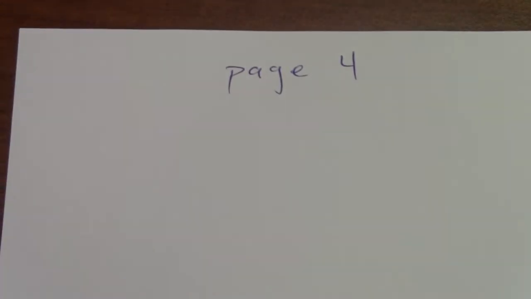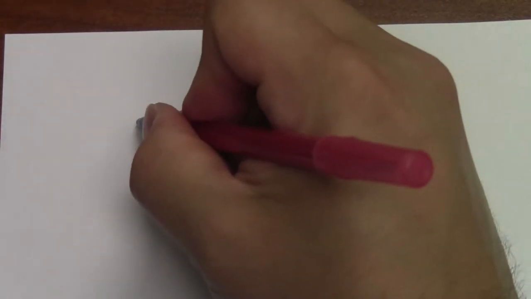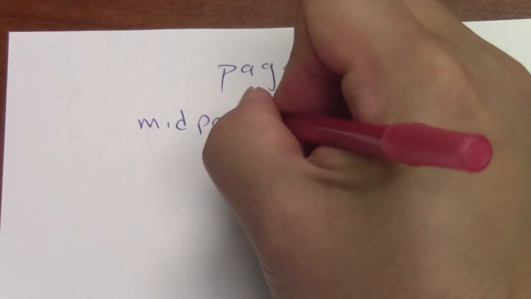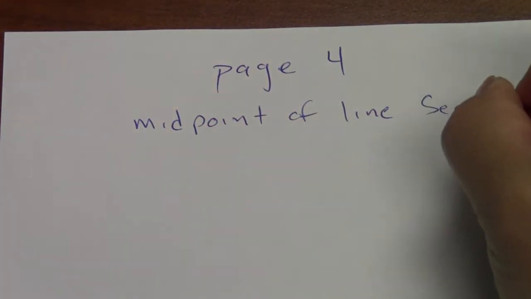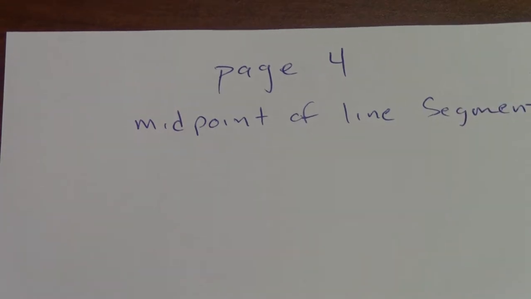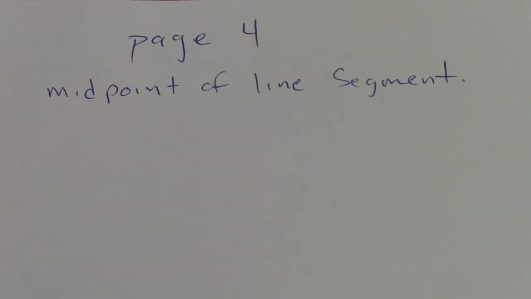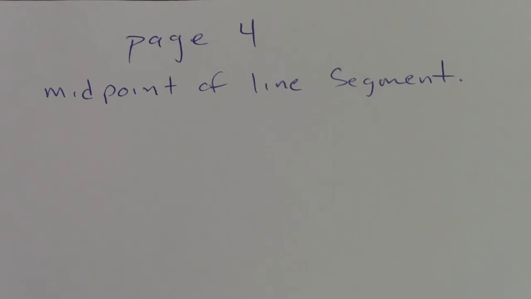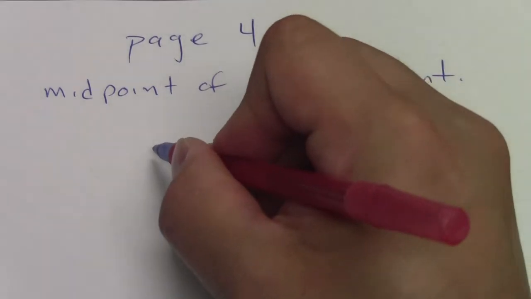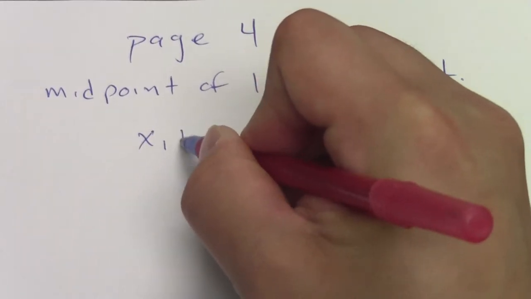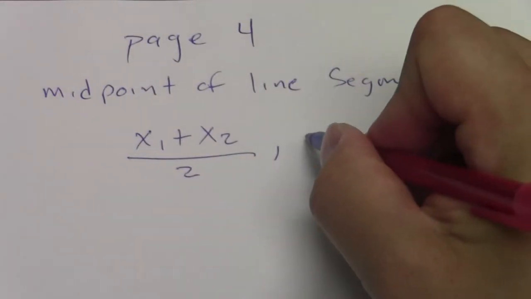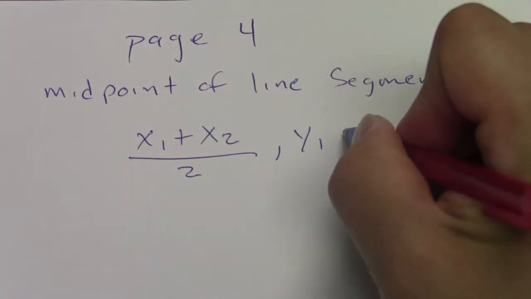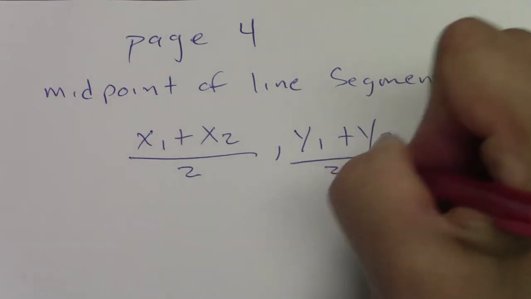Page 4. All right, midpoint of a line segment. My camera's not zoomed out enough, so sorry about that. All right, first thing is obviously the formula: x1 plus x2 divided by 2, comma, y1 plus y2 divided by 2.